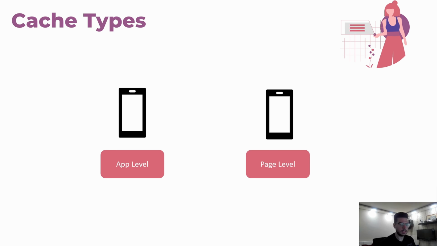On the app level, if you have the DB query result stored in cache, it won't get erased if you enter some other page in your application. If your cache is stored on the page level, it will be automatically cleared as soon as you click on the other page of your application or go there using any other means.